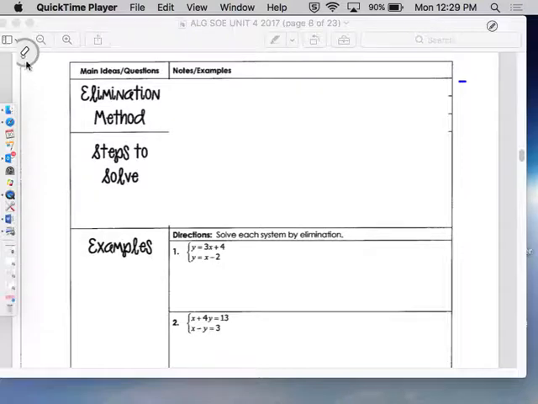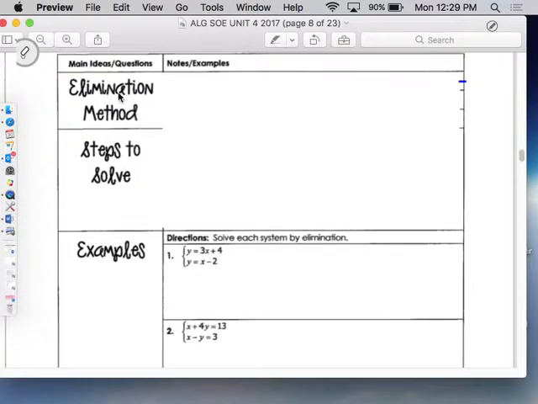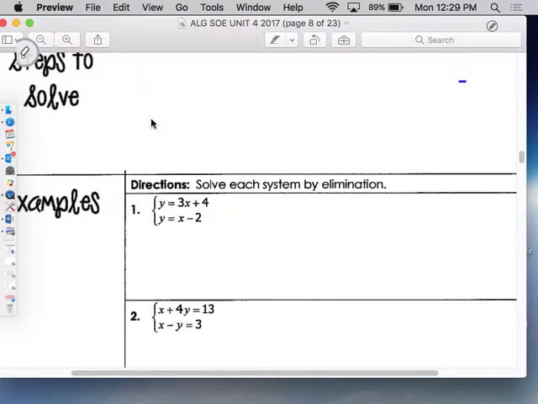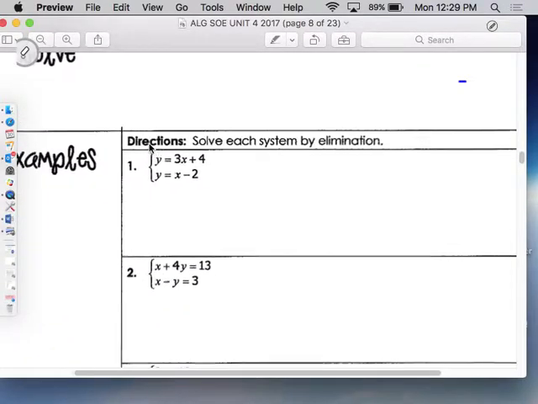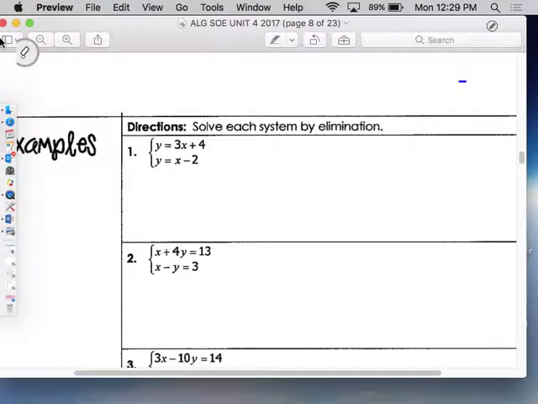So I'm first going to do the system in problem number 1. Elimination is the method that we're being given. And you can see that both equations are in the same format. They're both in slope-intercept form.